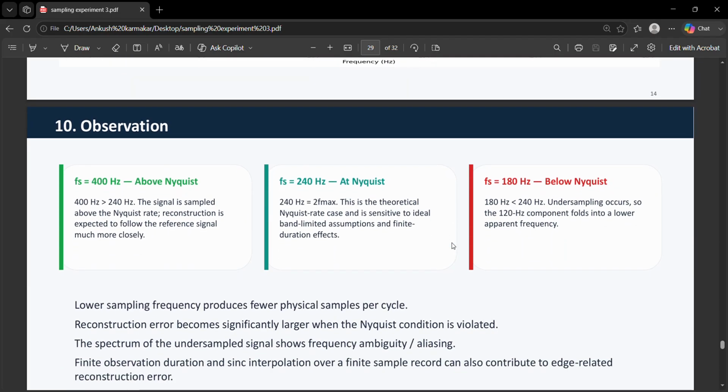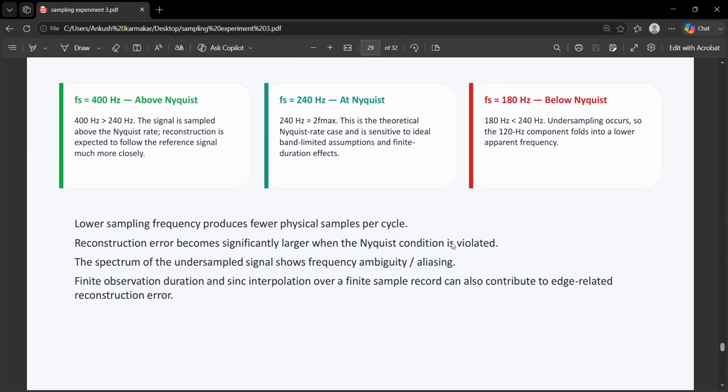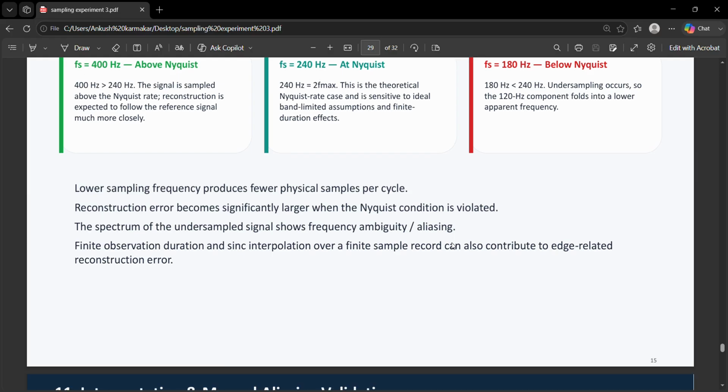Observation. So we can also see that lower sampling frequencies mean fewer physical samples per cycle, and the reconstruction error becomes larger when the Nyquist condition is violated.